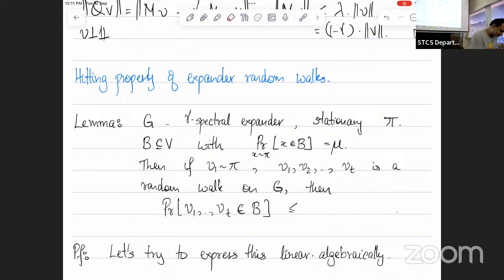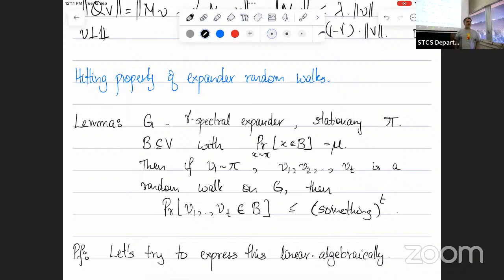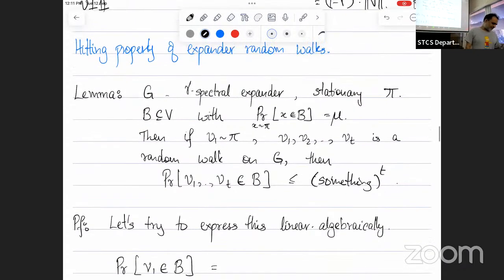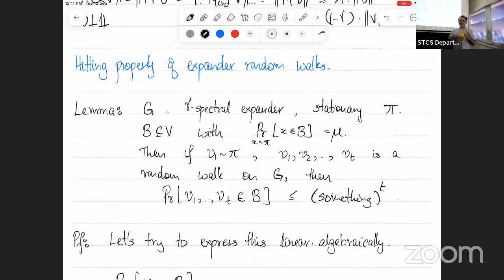Sorry, let me just write this as something whole power T. Mu plus lambda. Yeah, mu plus lambda will work, but I think I want to get a better bound than mu plus lambda. Anyway, we'll see what we get. Okay, it might be a slightly longish proof, but there is nothing conceptually difficult. What is the chance that V1 through VT is entirely contained inside B?